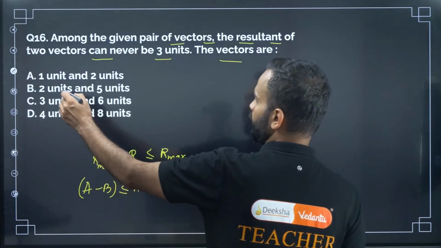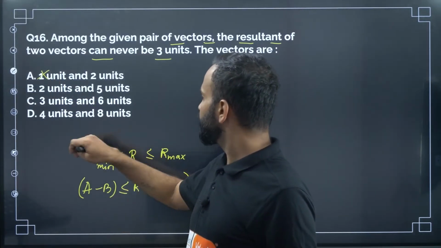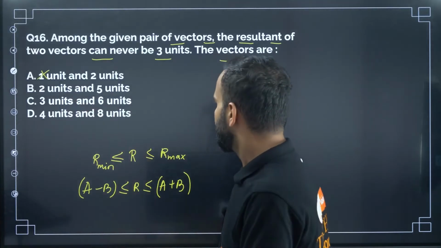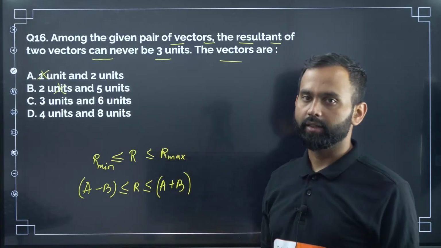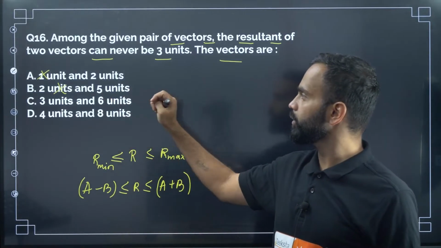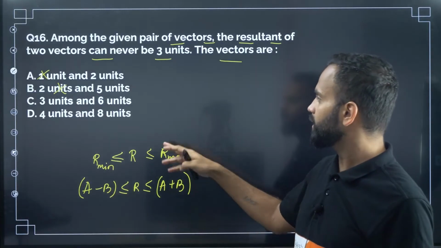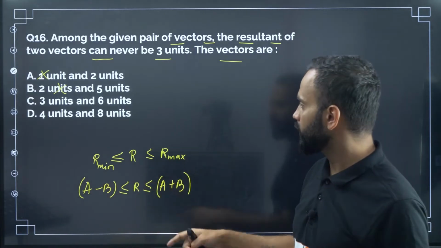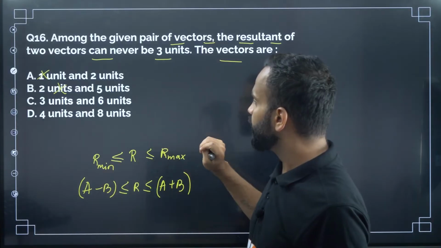So option A is wrong. Let's check option B. A is 5, B is 2. So 5 minus 2 is 3, right? The resultant of the two vectors can be 3 units. The maximum is 7 units, but the minimum is 3 units. It can be 3 units, so option B is wrong. We need to find the one that can never be 3 units.